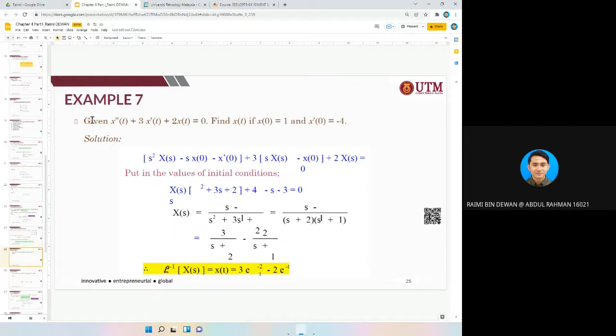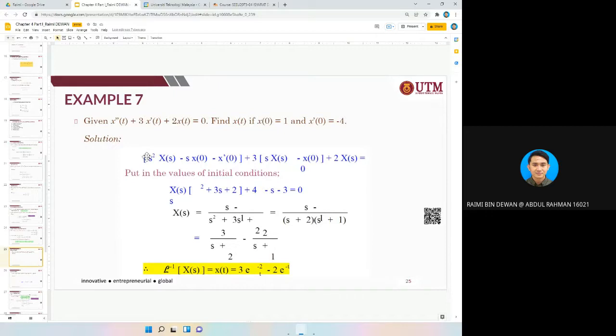Given x double prime plus 3x prime plus 2x equals 0. Here, x double prime means d squared x over dt squared, 3x prime is dx over dt, first order, and 2x(t) equals 0. Find x(t) if x at t equals 0 is 1, and x prime when t equals 0 is negative 4. So the initial conditions are x(0) equals 1 and dx/dt at t equals 0 equals negative 4.